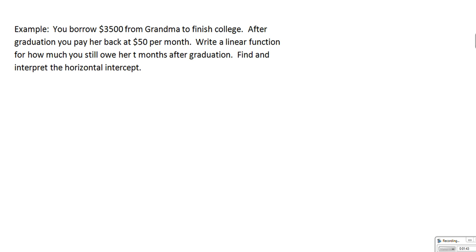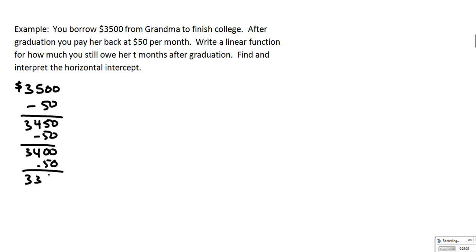So I'm playing around with the problem a little bit. We're starting off, we have a debt of $3,500 to Grandma. And we're going to pay her back $50 every month. Now, this isn't the most efficient way to solve a problem. Playing around with a problem like this gives us an idea of what's going on. We're starting off with a debt of $3,500 and it is going down by $50 every single month. And so that can lead us to the model. It is a linear model. And so what we still owe Grandma would be our output.